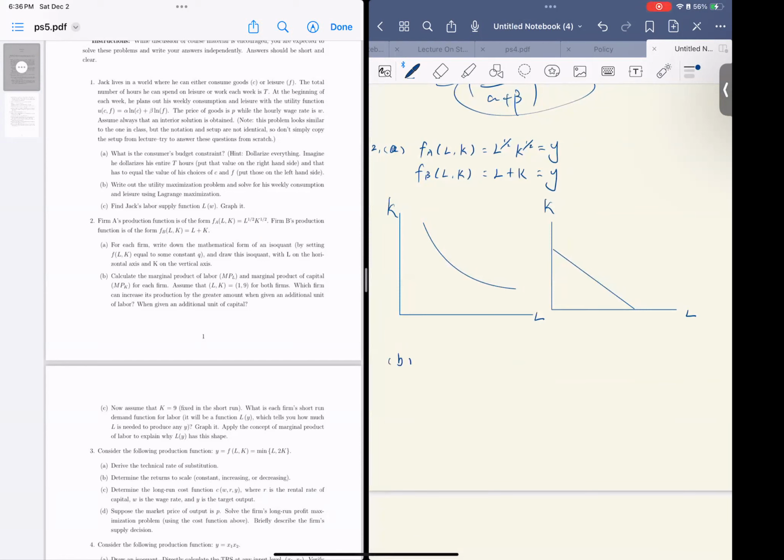To B, calculate the marginal product of labor and capital of each firm. Okay, so for firm A, marginal product of labor is equal to 1/2 L to the negative 1/2 K to the 1/2. Marginal product of capital, give me 1 second. Same thing.